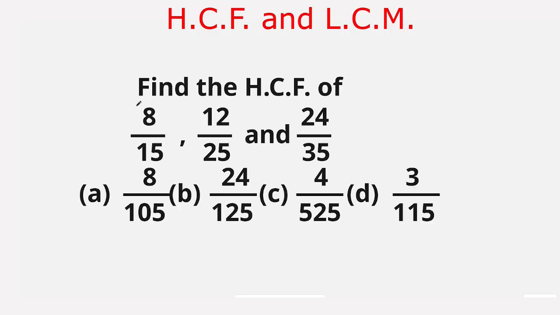Our question is, find the H.C.F of 8 upon 15, 12 upon 25 and 24 upon 35. The given options are option A, 8 upon 105, option B, 24 upon 125, option C, 4 upon 525, option D, 3 upon 115.